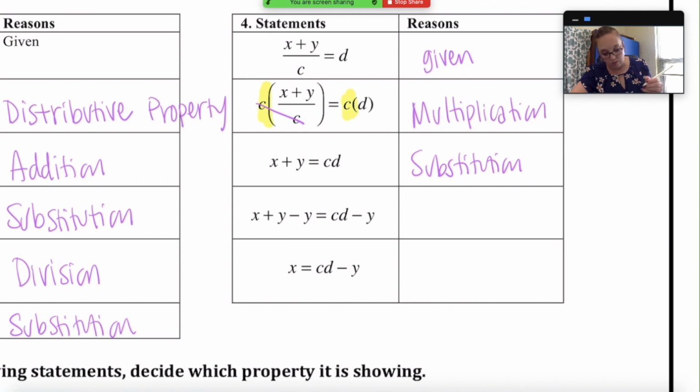Okay, what did they do next? Looks like I see a minus y on both sides. So that's your subtraction property of equality. And now what have they done? So they've done the minus y on both sides, so the y's here are gone, leaving you with just x. So now you're back up to substitution.